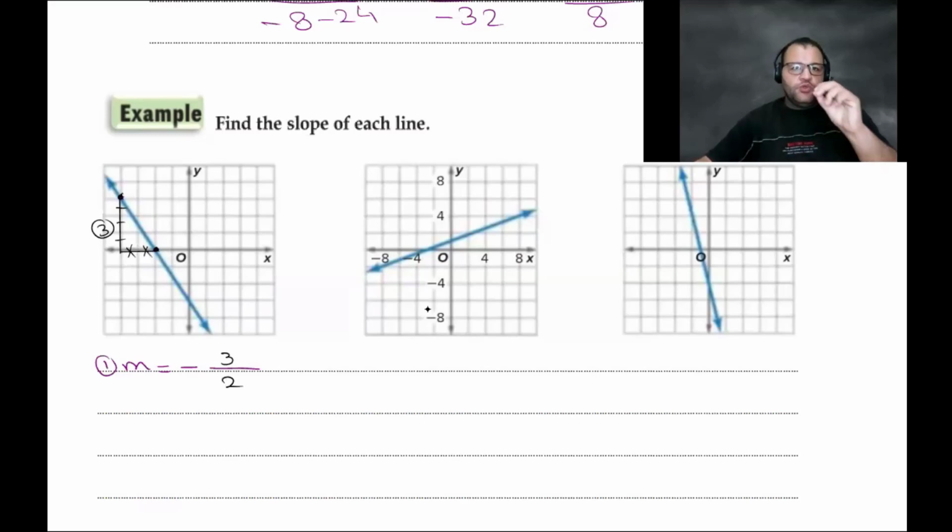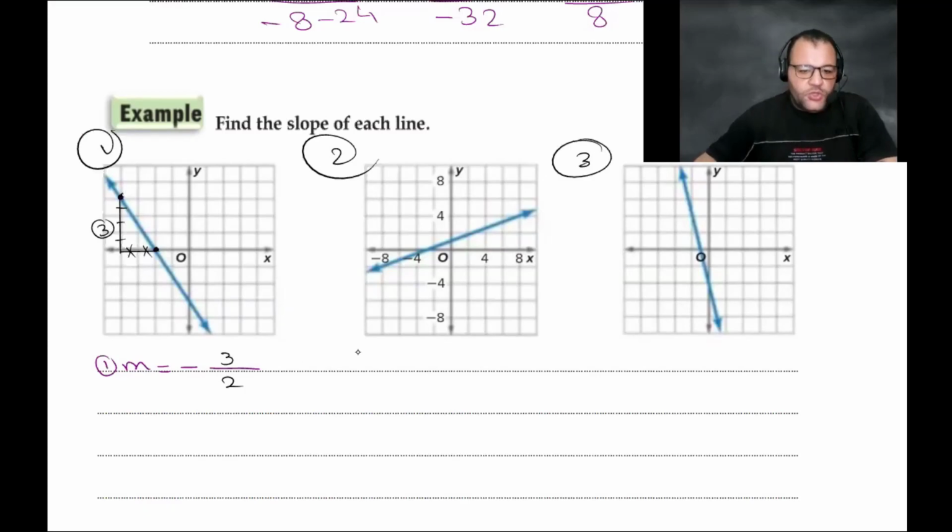Negative 3 over 2, not minus. Yes. Okay. So that's the first slope. If you take any 2 points lying on the same line, you will find the same slope. So who can solve number 2? That's number 1, that's number 2, number 3. So we need to solve number 2.